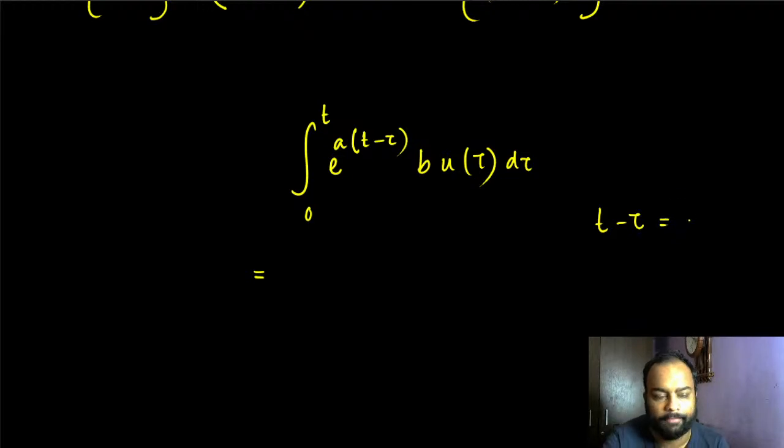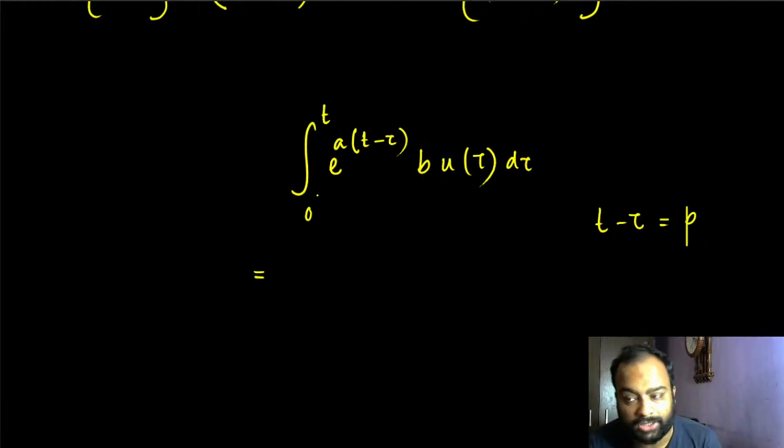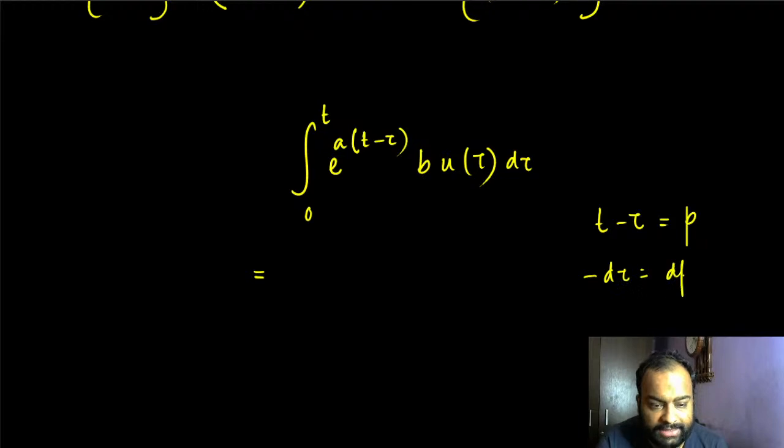Okay, so notice that we can do some substitutions like t minus tau. We can assume that to be, let's say, p. And obviously tau is the variable here. Notice that t is a constant here, so d tau is becoming minus dp. All right, so simply d tau becoming minus dp, not a problem there either. And what about the limits? What about the limits of this integral here? Upper limit and lower limit.